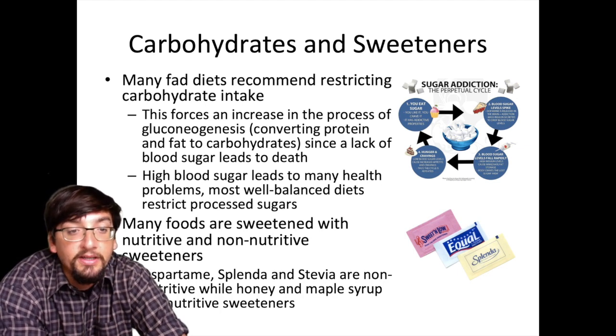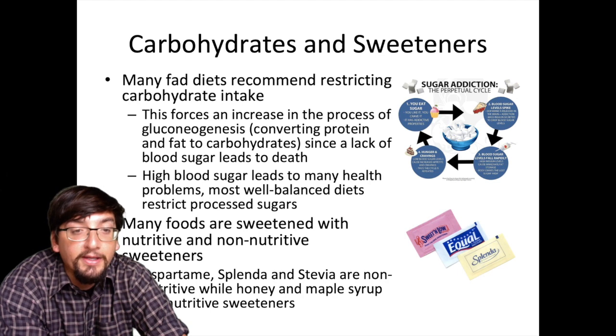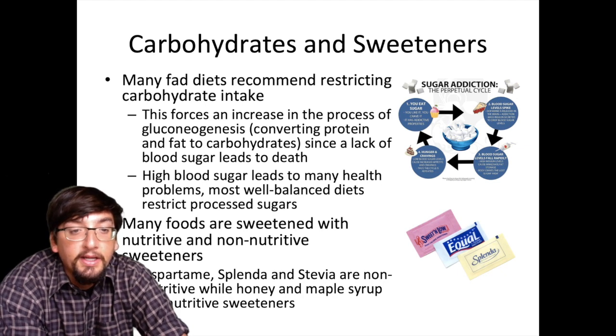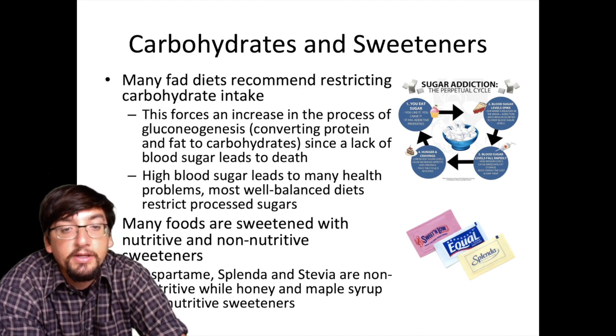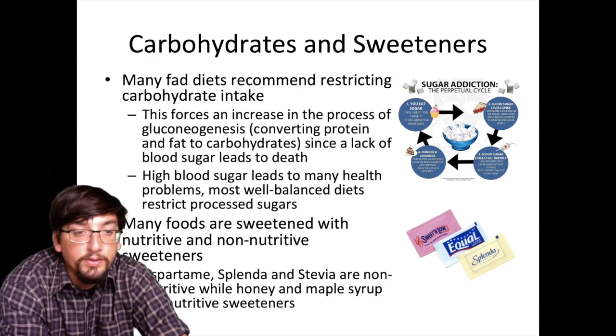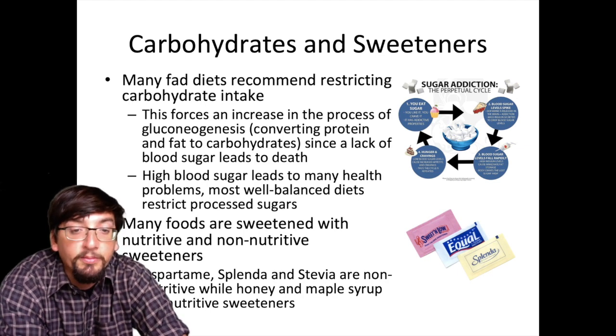As I just mentioned, I understand if you're 5'5" and you're 400 pounds, you definitely have a lot of fat that you shouldn't have on your body. But a lot of people try to lose weight and they cut carbs, and this forces an increase in the process of gluconeogenesis, which is converting protein and fat to carbs, assuming they're getting enough food, which often they're not. That's also a separate problem.